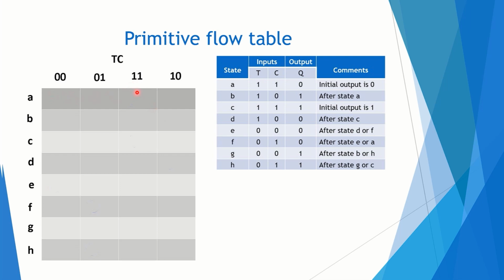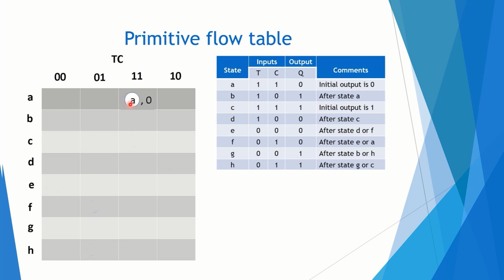As we have already told before, in the fundamental mode there should be a change in only one variable. If there are changes in two variables, then it is an unallowed state. Here 1 1 means it remains in the same state, that is A, and the output is 0. So we have got the first state A, the stable state A.